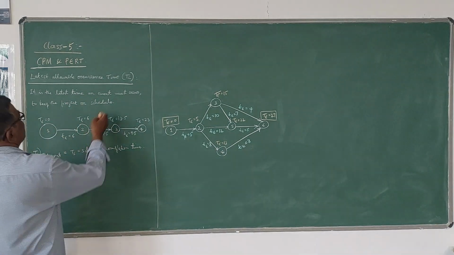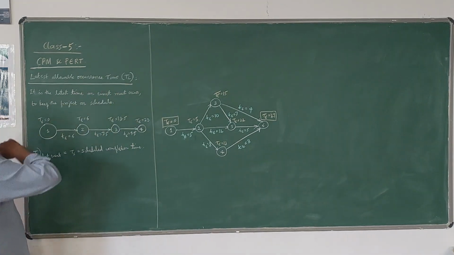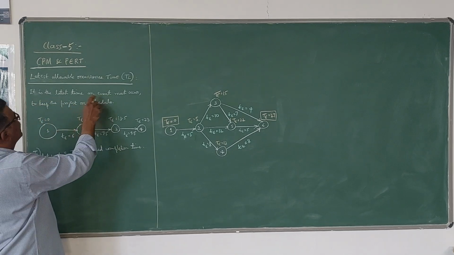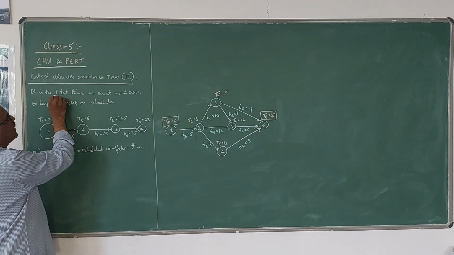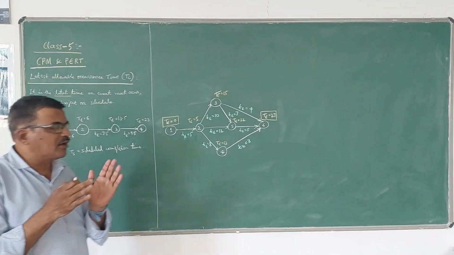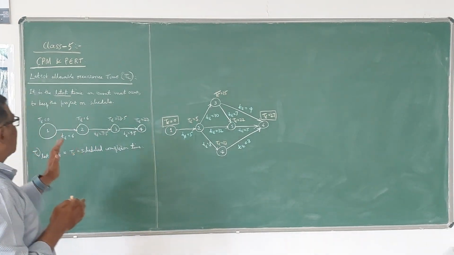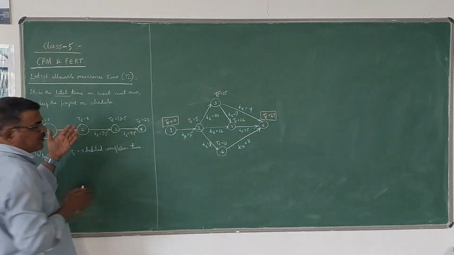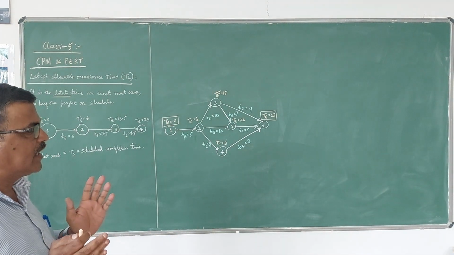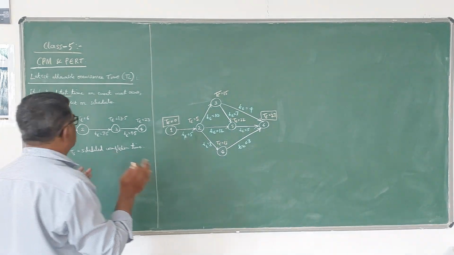So capital T represents an event, small t represents an activity. Similarly here, this TL represents an event. It is defined as the latest time of an event. An event must occur. Suppose you take an event, maybe 3 or 4. It is the latest time, which means some time gap is allowed.